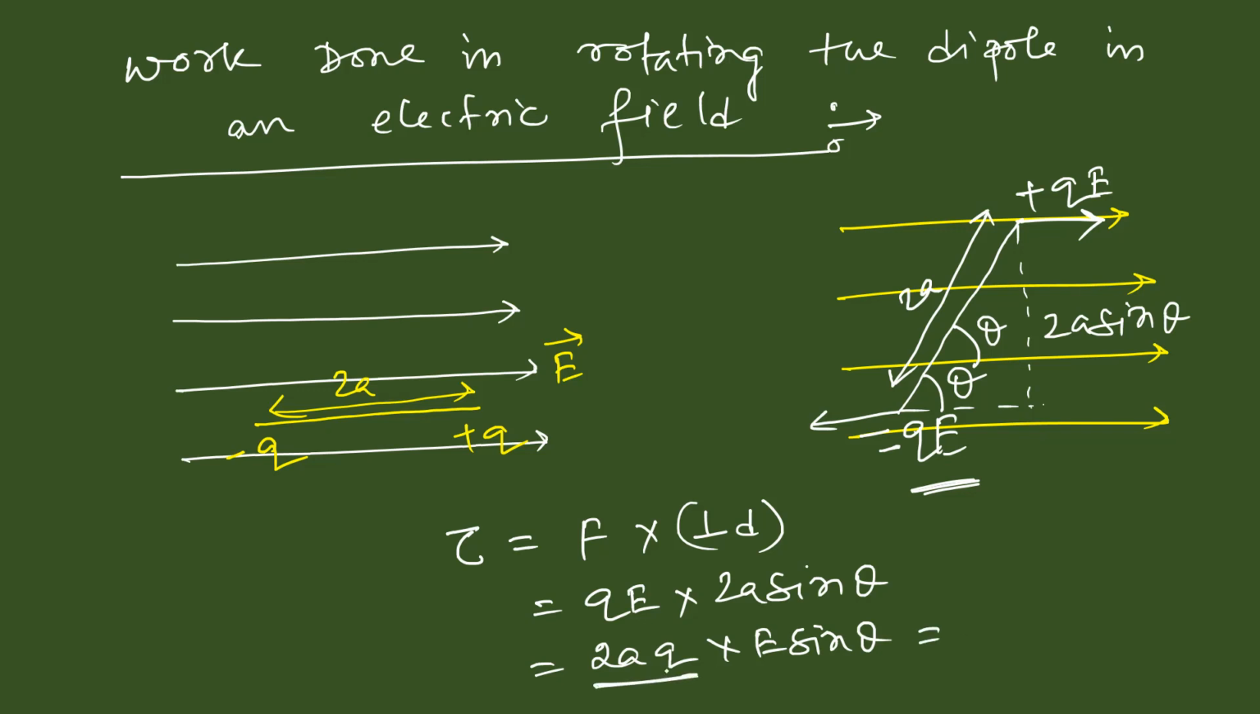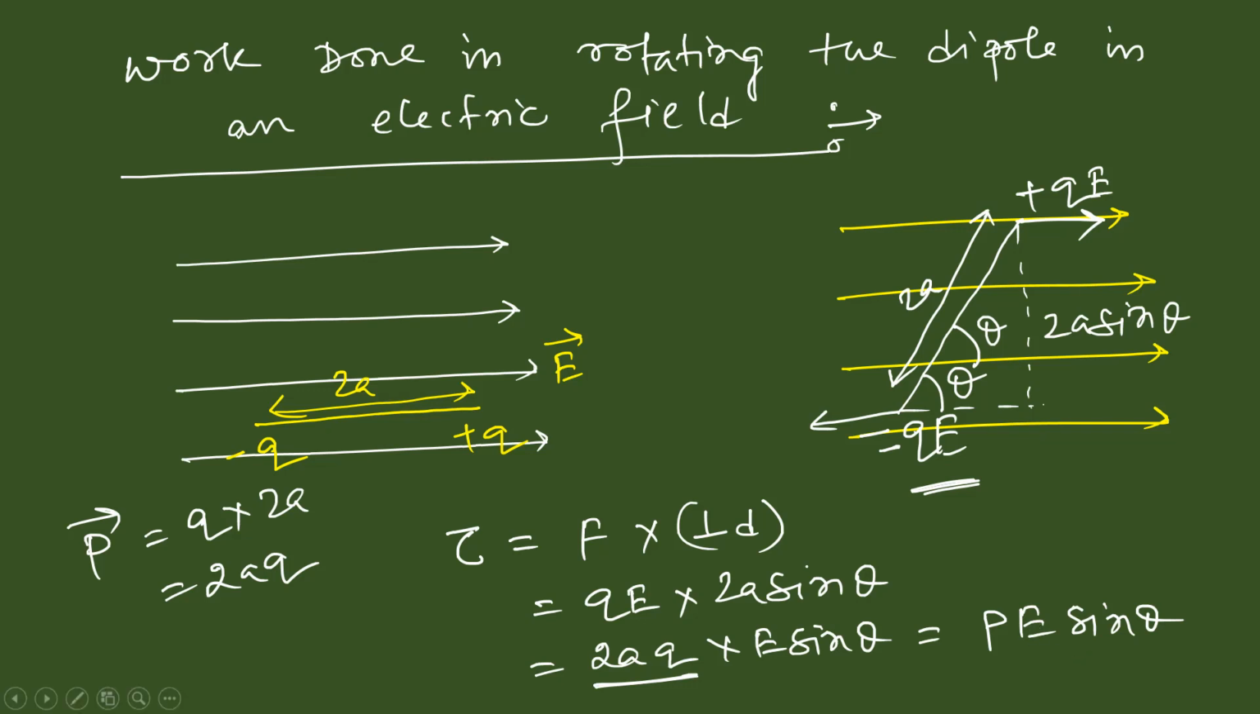2aq, that is the dipole moment, because the dipole looks like this. The dipole moment P is given by the value of the charge multiplied by the separated distance. So this is 2aq. So in place of 2aq, we'll substitute the value of P, and it will be P E sin theta. So this is the torque experienced by the dipole. So whenever the dipole is rotated with an angle of theta, some force is experienced by the charges of the dipole, and they are equal and opposite in nature. So some torque is experienced by the dipole, and due to the torque there is some further displacement.